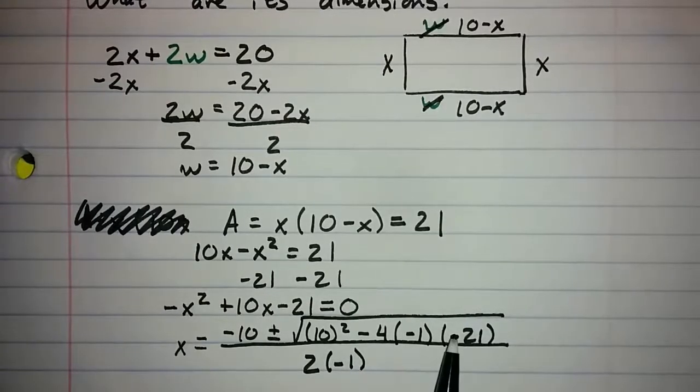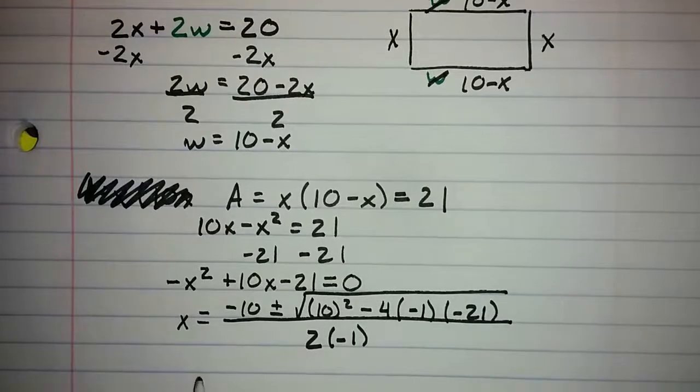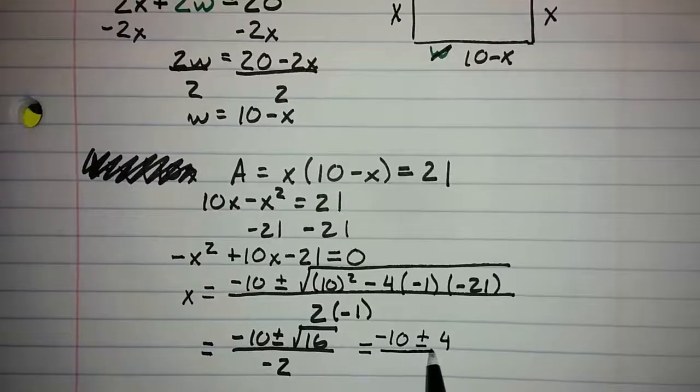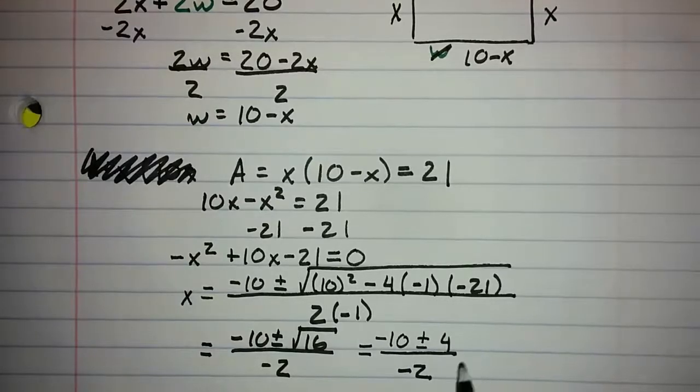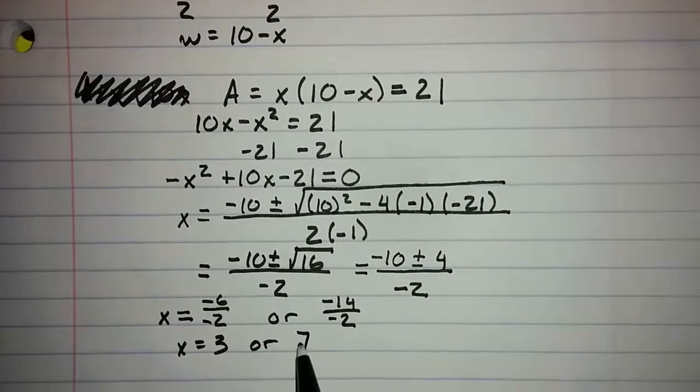All right, working out this arithmetic inside the square root, I'll have 100 minus 84, which is 16. 16 is a perfect square. This will be negative 10 plus or minus 4, all over negative 2. So this will be negative 6 over negative 2, or negative 14 over negative 2. x equals 3 or 7.